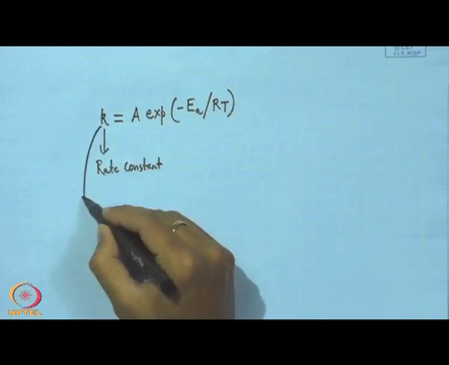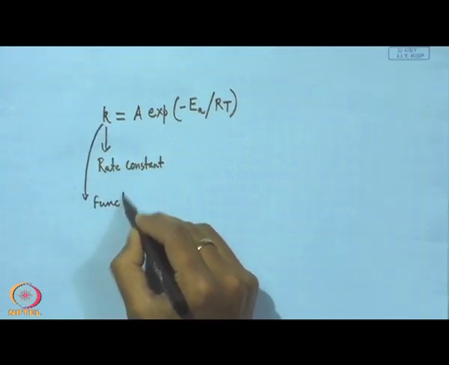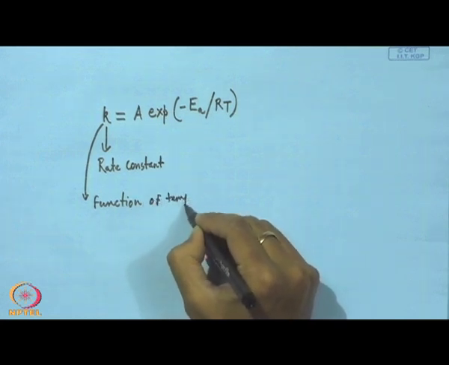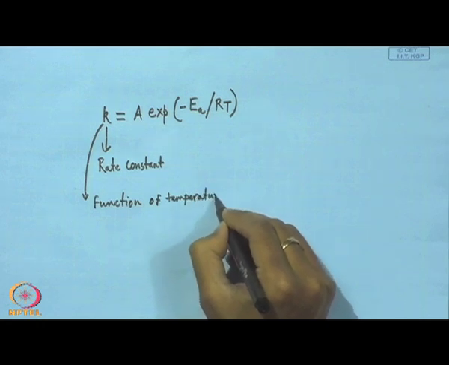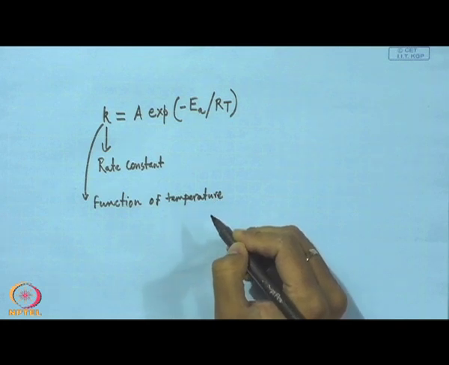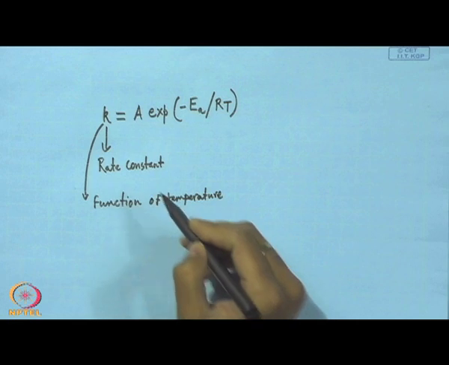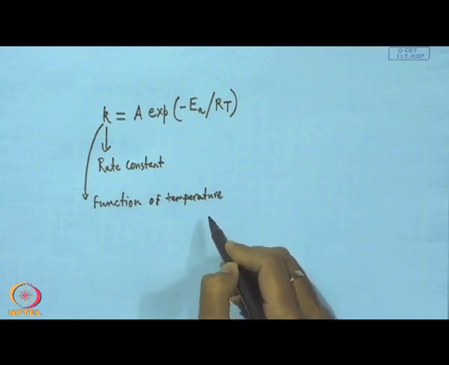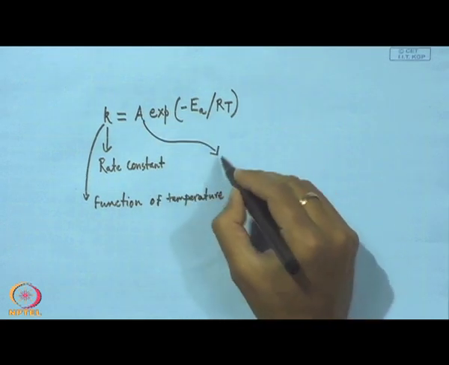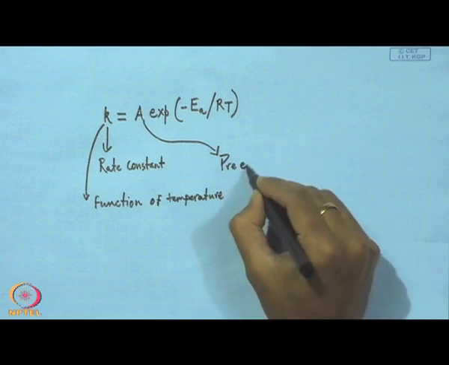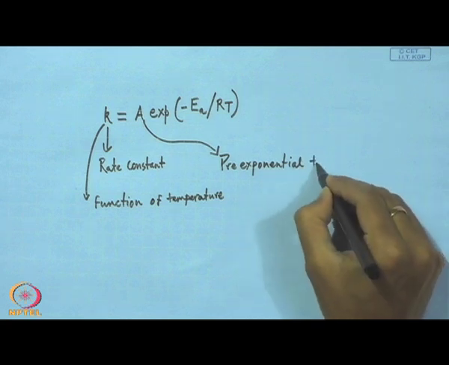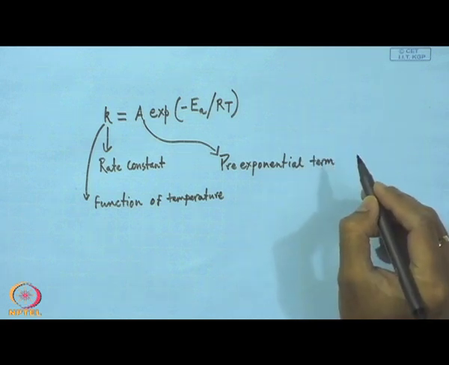It is a function of temperature. The exact functional form is difficult to determine, but it is known that the rate constant is generally a function of temperature, that is, it depends on temperature. This A is called the pre-exponential term.